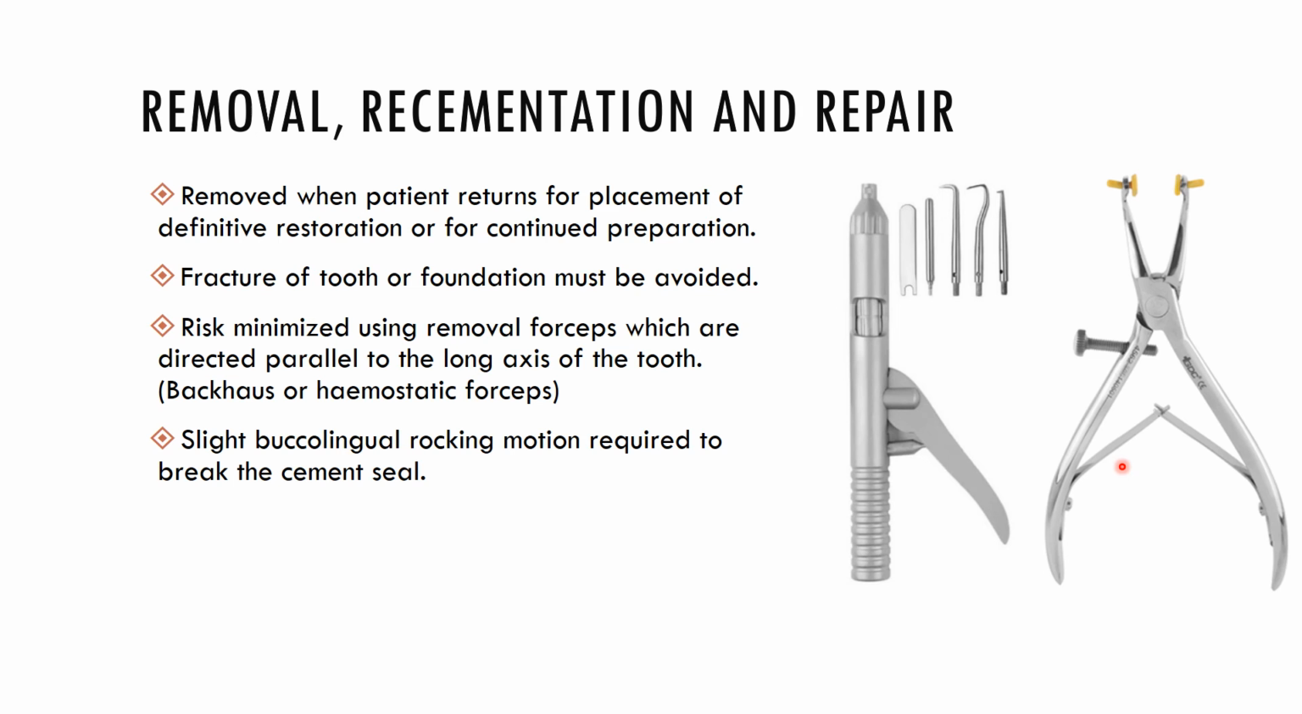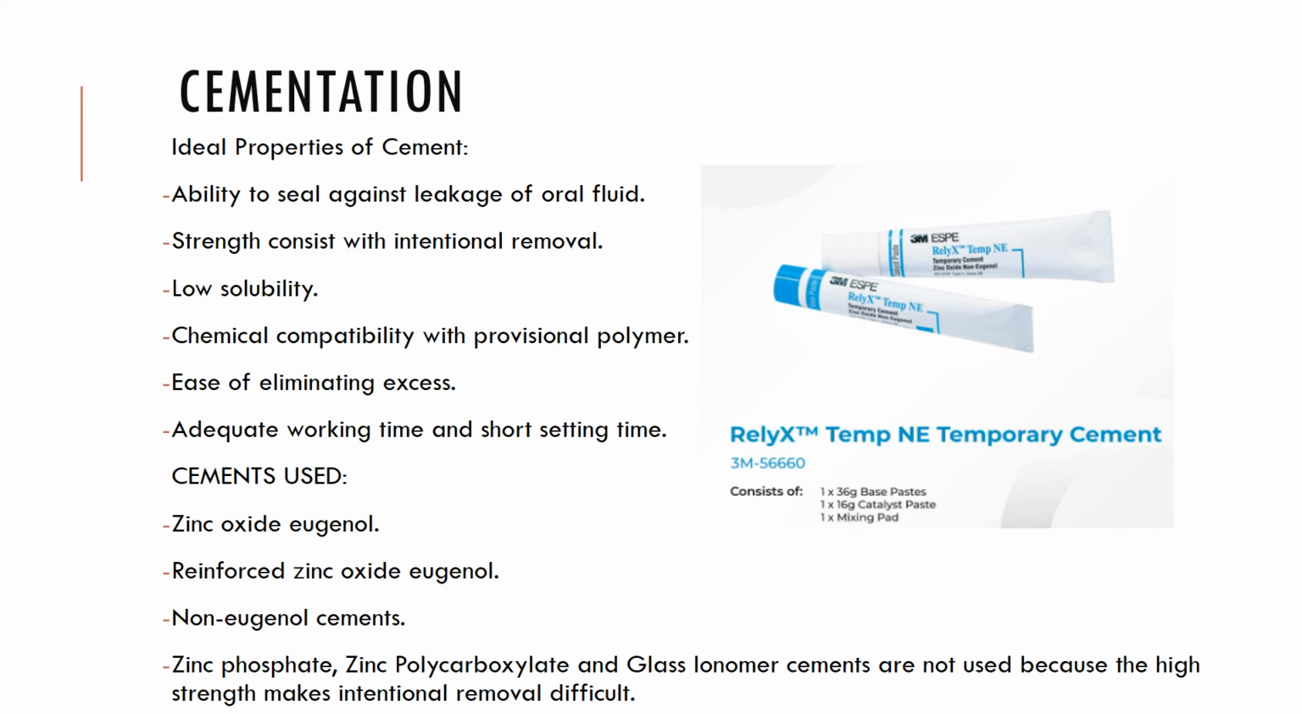In this, you can avoid fracture of the tooth. We're not fracturing any tooth anyway. Again, you break the seal, you give a slight buccolingual rocking motion required to break the cement seal, and you can move it and remove it. So these are two ways in which crowns can be removed.